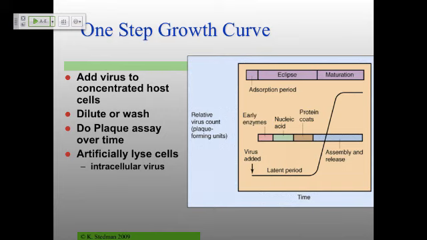If you look at this process, again, this is a completely generalized one-step growth curve. You add viruses, you start out getting some of the early proteins. Usually these have enzymatic activity. Then you have production of nucleic acid. Then you have production of capsid. And then you put everything together and they get out. So this is the process.